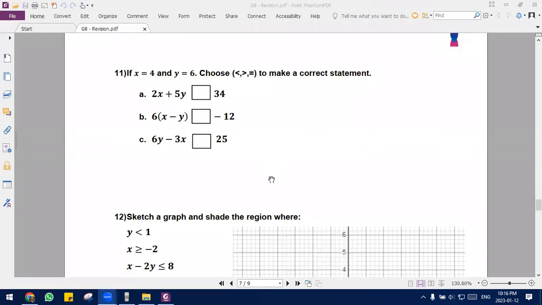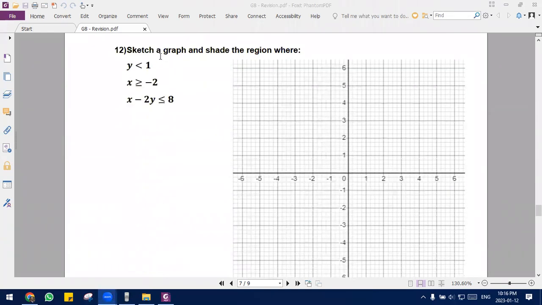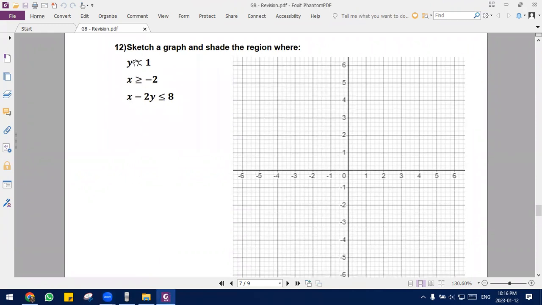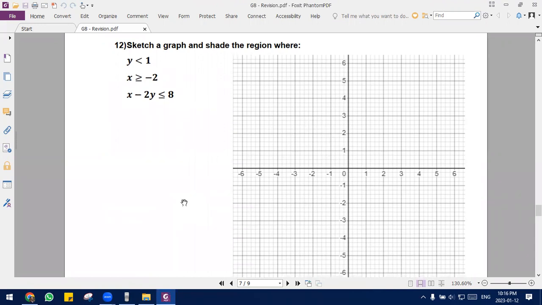Next question. Sketch a graph and shade the region. Okay, this is again related to inequality. But this time, I'm giving you the equations. You need to draw it, and then you need to shade the region that satisfies all the equations.